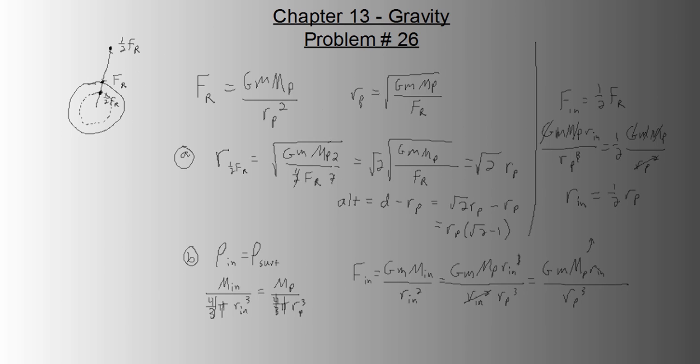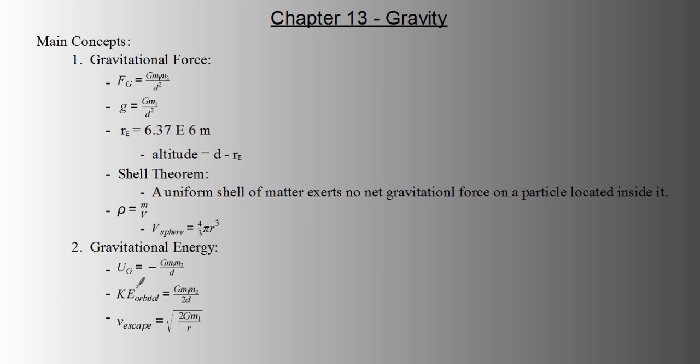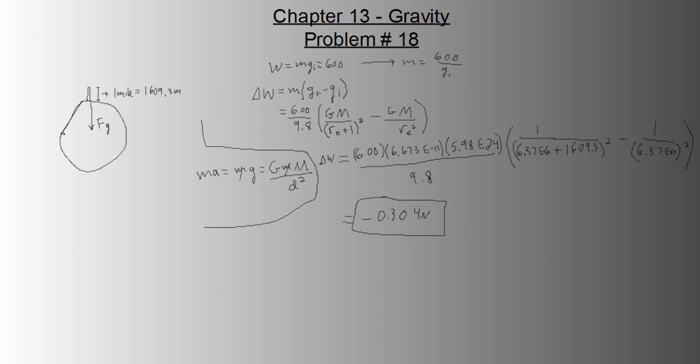Alright, the last problem, 62, is playing around with the fact that another form of orbital kinetic energy, GMm over 2r, is very similar in structure to the force of gravity. So we're going to use that to sort of manipulate things to our advantage.